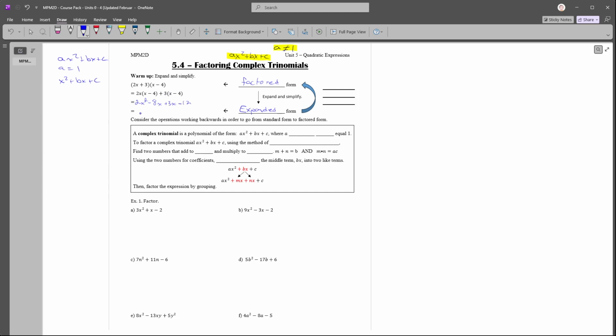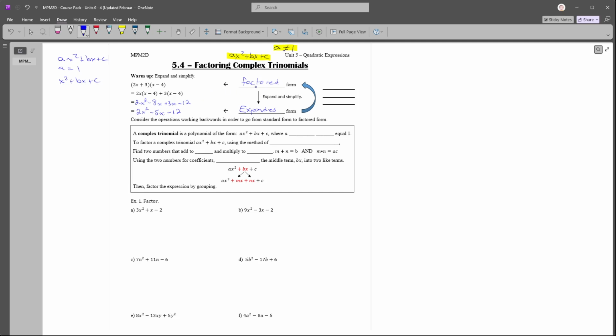We collect our like terms to simplify everything. We only have 1x squared, so we're just going to leave that alone. And then we have negative 8x plus 3x. That's the same as negative 5x. And then the negative 12, the constant's all on its own. This is our fully expanded form.